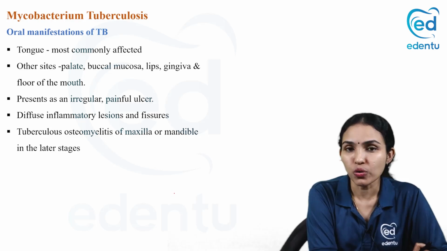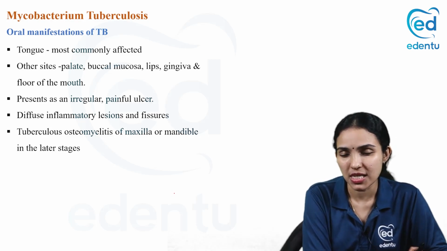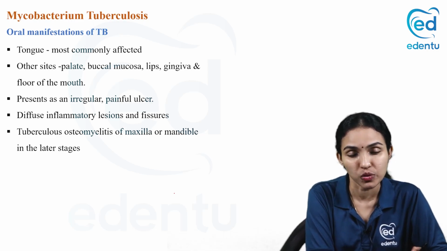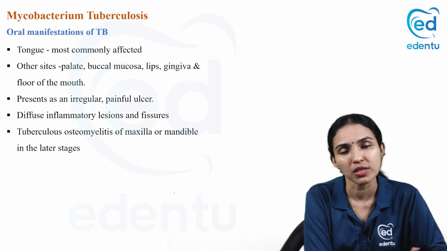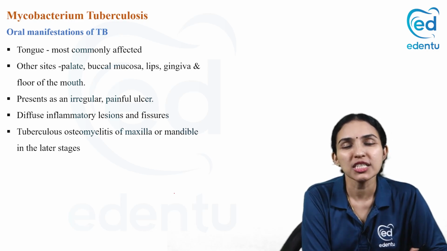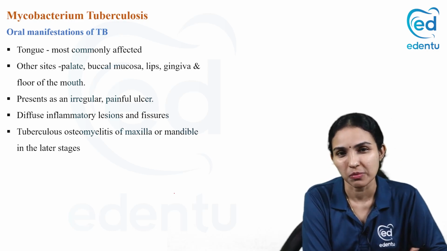So you have to know the oral manifestations of tuberculosis, because TB is a very common disease in our country. We account for most of the share of the number of cases of the world. When you take the total number of cases in the world, the most share comes from India. We are endemic for tuberculosis. So TB can have any kind of manifestation. I told you it can be pulmonary and extrapulmonary.